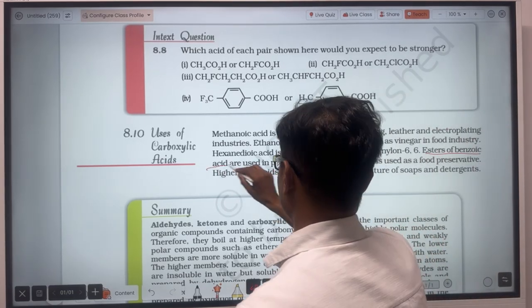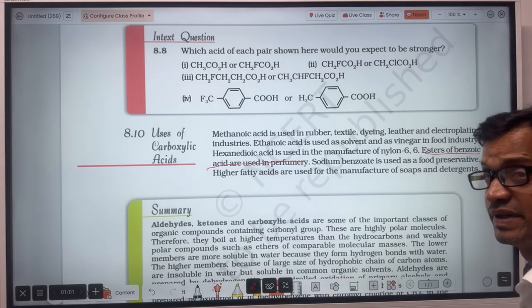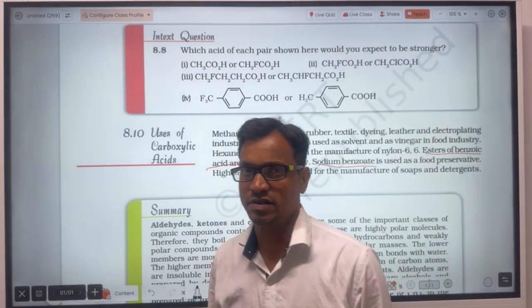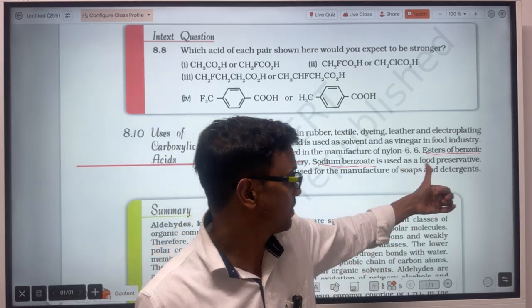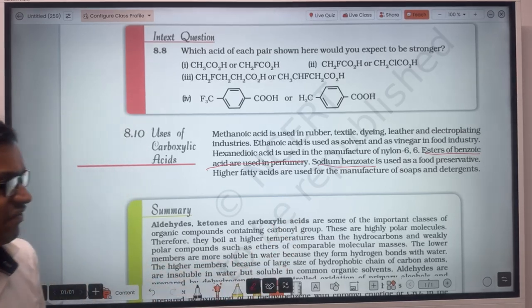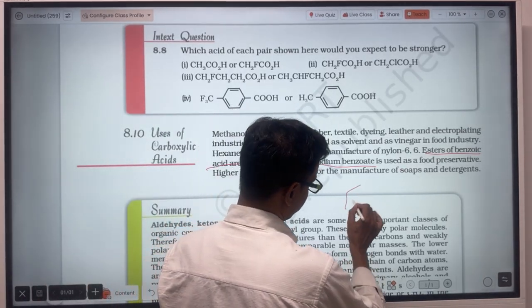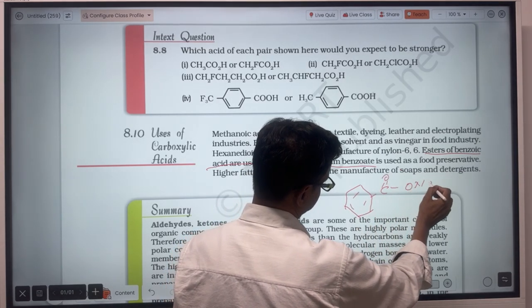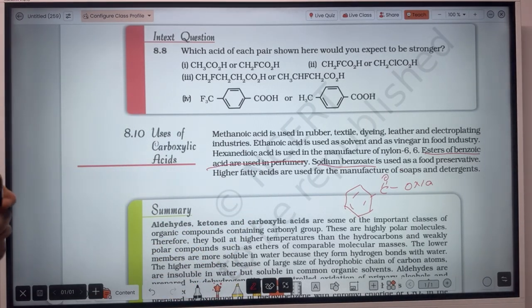What is the perfumery industry? Esters of benzoic acid are used in the perfumery industry. Sodium benzoate is a very frequently asked question. As a food preservative, which compound is used? Sodium benzoate acts as a food preservative. Okay, the sodium benzoate structure, I hope everyone knows. So that is used as a food preservative.